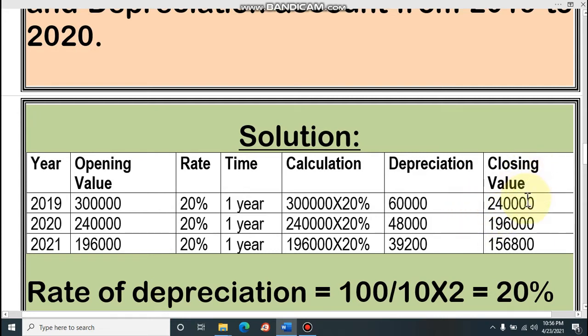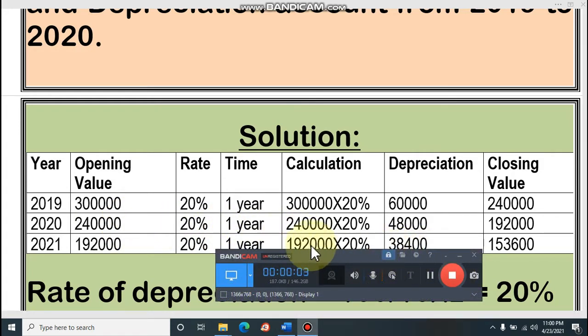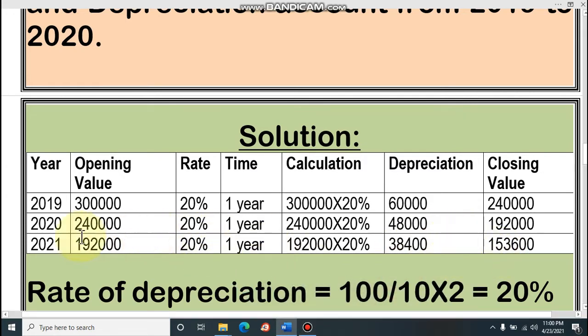What about the closing value? That will be the opening value for the next year. That means for 2020, the opening value is 2,40,000, the rate is the same 20%, and the time is 1 year. So the same calculation: 2,40,000 into 20%, that means 48,000. So what will be the closing value? 2,40,000 minus 48,000, that means 1,92,000.